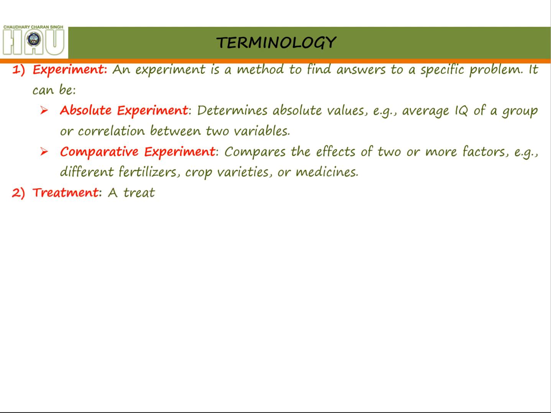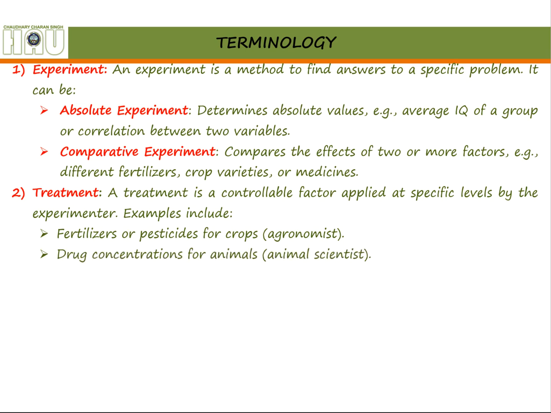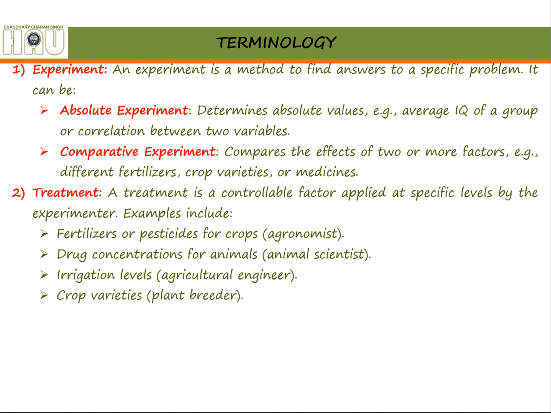Then the second term is treatment. A treatment is a controllable factor applied at a specific level by the experimenter, and the treatment may be fertilizer or pesticide for a crop if you are conducting an agronomic experiment. It may be drug concentration for an animal science experiment. It may be irrigation levels for an agricultural engineer and crop varieties for a plant breeder.